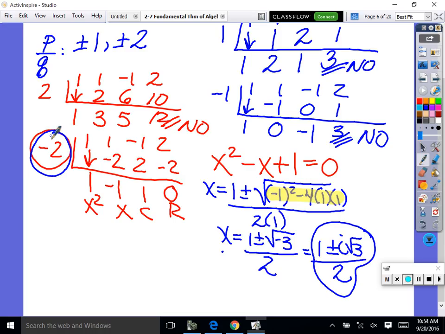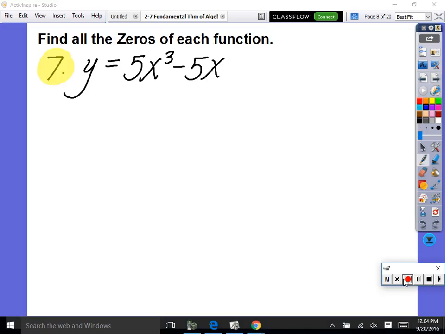Was it degree 3 to begin with? Yeah, so we have 3 roots, and that's correct. The fundamental theorem of algebra says we will have 3. Does everybody understand how to do it? Okay, I'll give you till lunch to practice those. So these are the ones you're doing, 1 through 6.